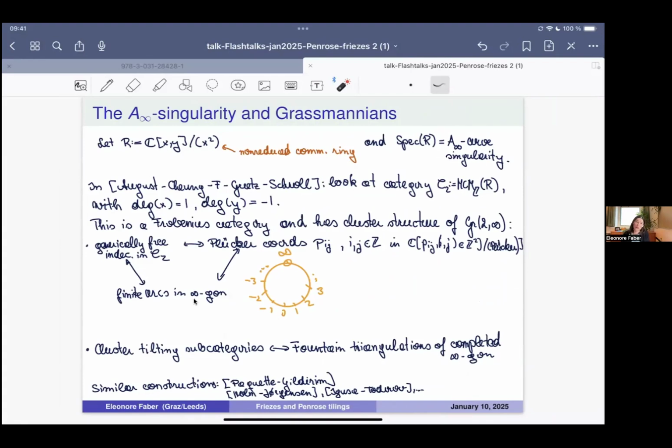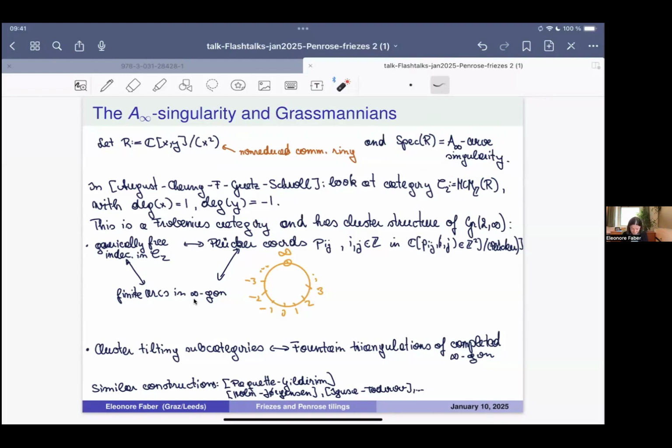So we start with the so-called A infinity singularity. This is just a nice commutative ring. You take the polynomial ring in two variables modulo x squared, and this gives you a curve. If you look at Spec R, this gives you the so-called A infinity curve singularity, like A_n, and in some sense you can see it as a limit of A_n.